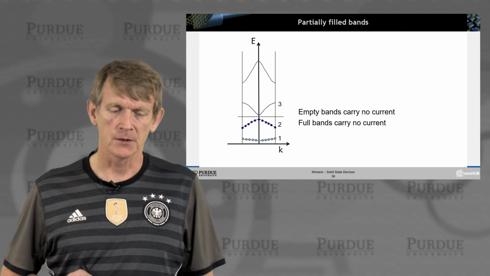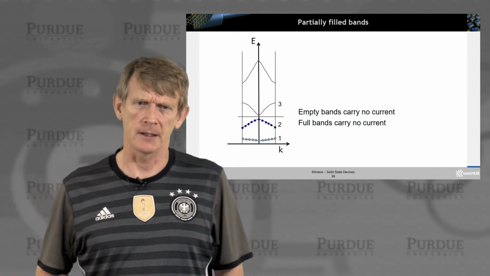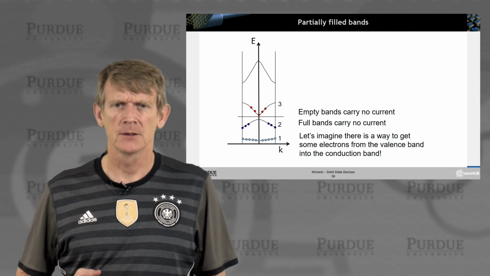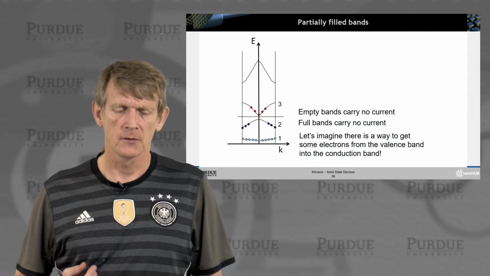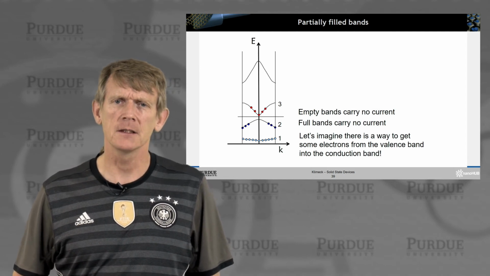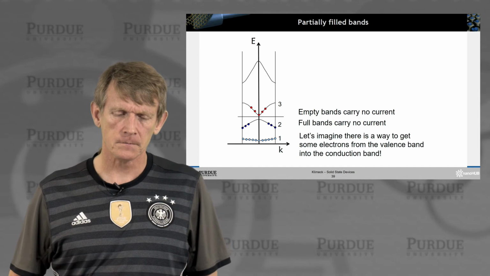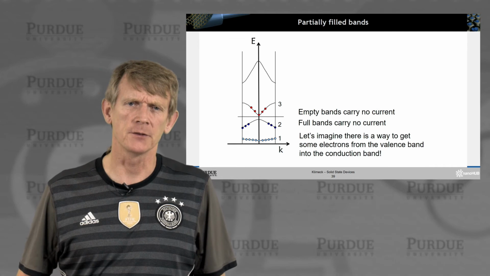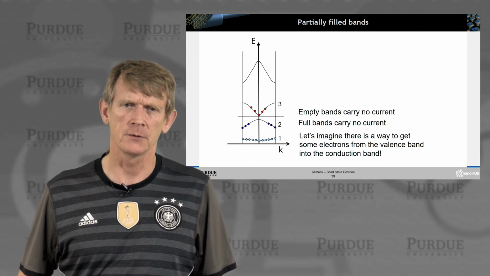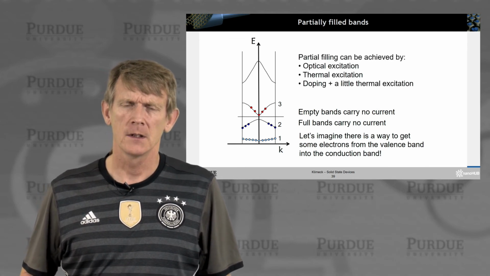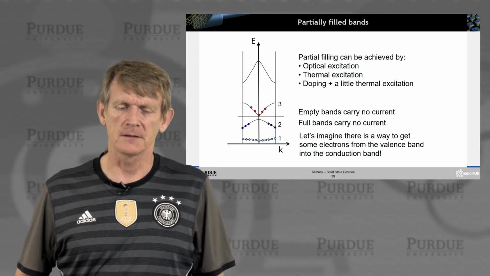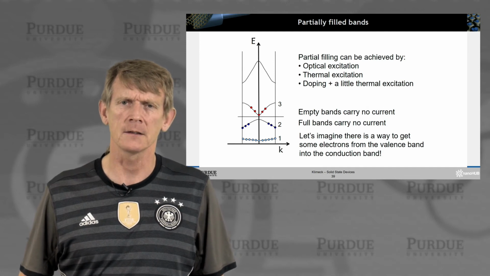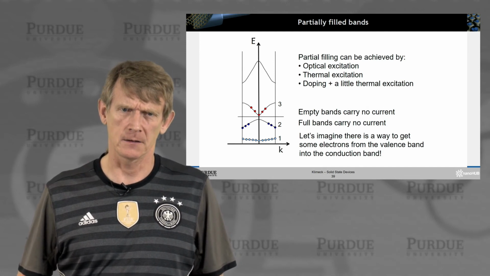All right, so let's look at partially filled bands. What we consider here is we find a mechanism to elevate some of the electrons from what we call the valence band into the conduction band. And let's just imagine we found a way to do that, and we'll discuss the details on how to do that later. We can do that by optical excitations, thermal excitations, and we'll talk in a lot of detail on doping and a little bit of thermal excitation.